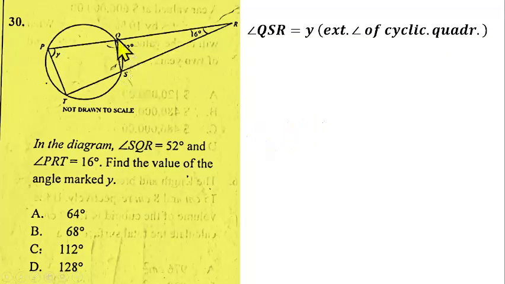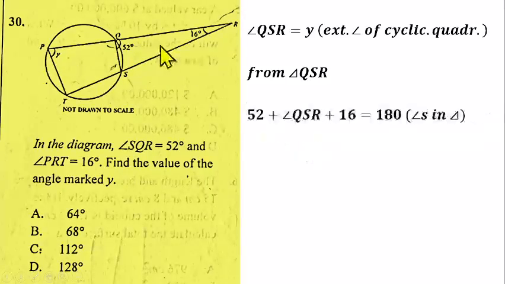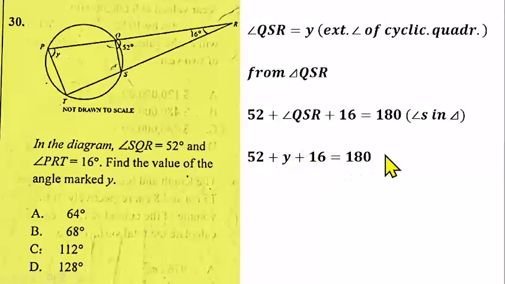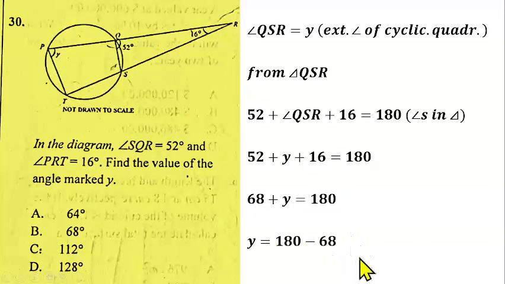So we can now see that we have a triangle here, QSR. From triangle QSR, we are given two angles already. You can find the third angle, which is Y. So we have 52 plus angle QSR, which is Y, plus 16 equals 180 degrees, sum of angles in a triangle. 52 plus 16 gives us 68, plus Y equals 180. Then Y will be 180 minus 68. So Y will be equal to 112 degrees, which is option C for question number 30.